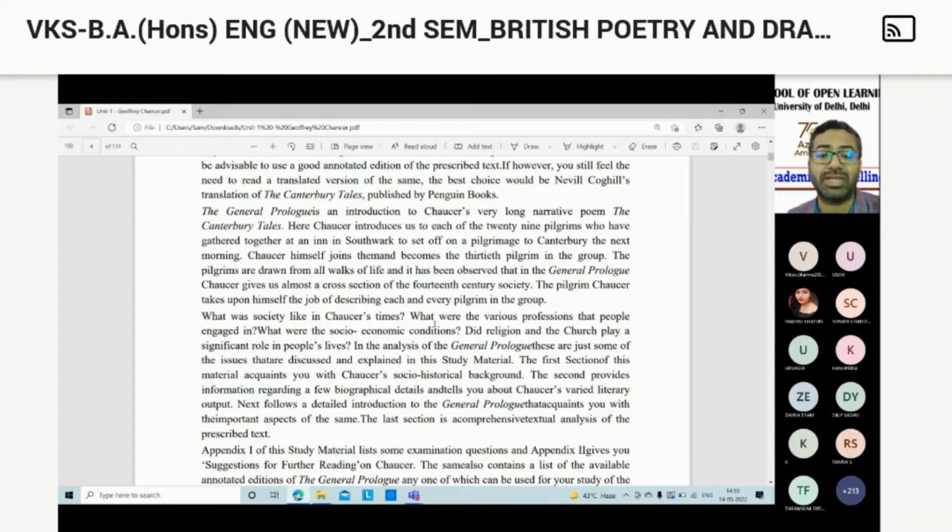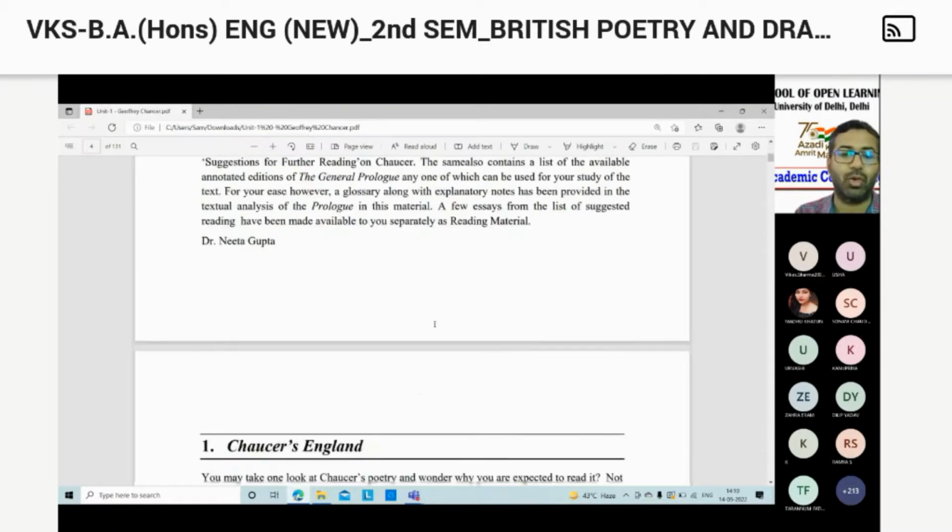What were the various professions that people engaged in? What were the socioeconomic conditions? Did religion and the church play a significant role in people's lives? In the analysis of general prologue, these are just some of the issues. So who are these people? What were their general roles? And what they used to do in this life was something that was talked about in general prologue.